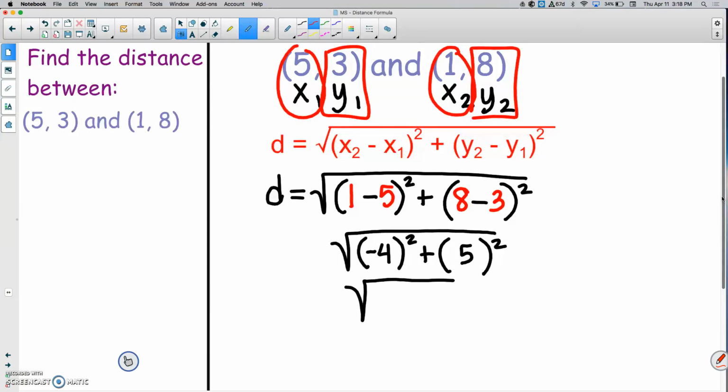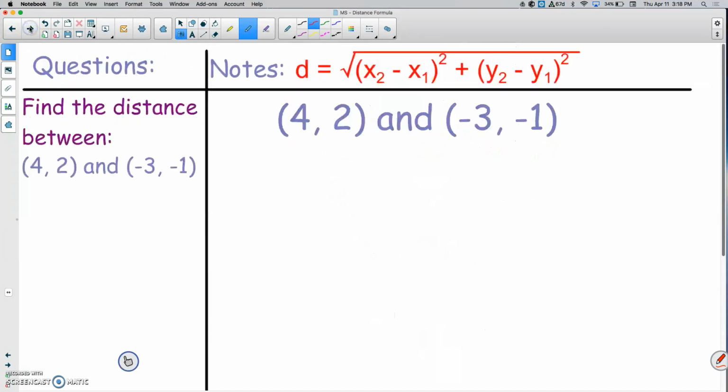Then we have exponents next. Negative 4 squared is positive 16. 5 squared is positive 25. Then I can add those two together. And the last thing I do is use a calculator to take the square root of 41. And we're rounding to the nearest tenth. So it's approximately 6.4. So that would be the shortest distance between those 2 points on the coordinate plane.